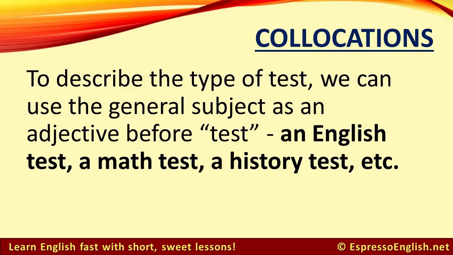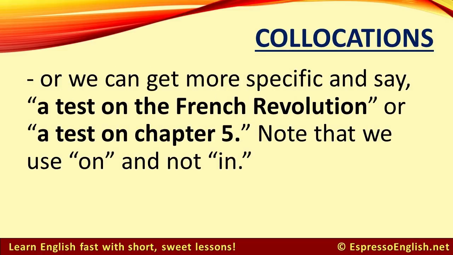To describe the type of test, we can use the general subject as an adjective before test: an English test, a math test, a history test, etc. Or we can get more specific and say, a test on the French Revolution, or a test on Chapter 5. Note that we use on and not in these cases.